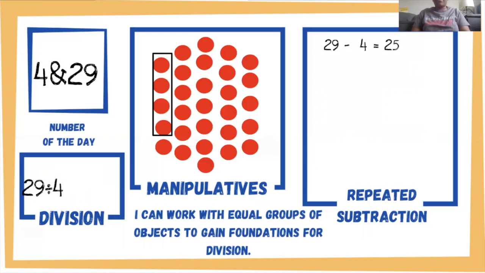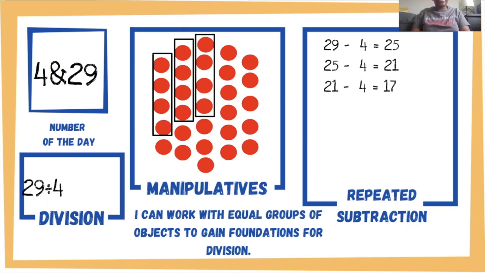That's right, I'm going to make another group of 4 counters. Great job. If I make another group of 4 counters, what do you think my next repeated subtraction problem will be? That's right, 25 minus 4 equals 21. What are we going to do next? That's right, another group of 4. And what is our next repeated subtraction problem? You guessed it, 21 minus 4 equals 17. So that means there are still 17 pieces on our board.